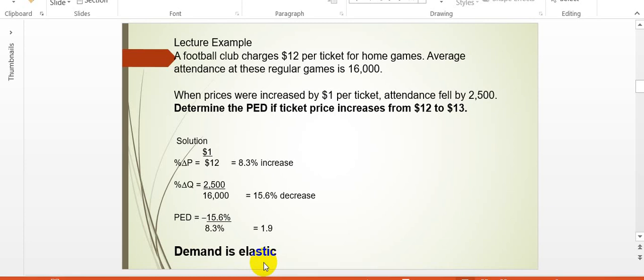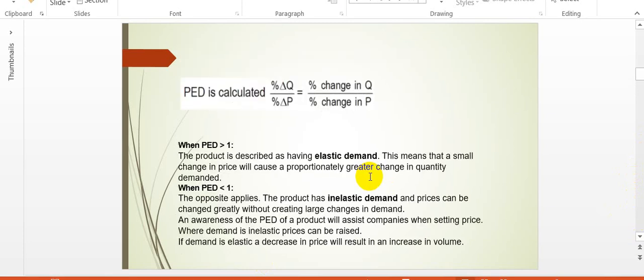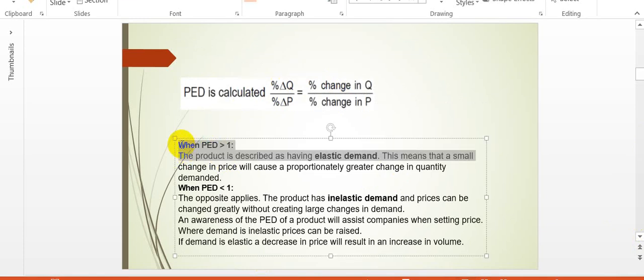So our PED is negative 15.6% divided by 8.3%, which gives us 1.9. This means that the demand is elastic, since we said when the PED is greater than 1, then demand is elastic.